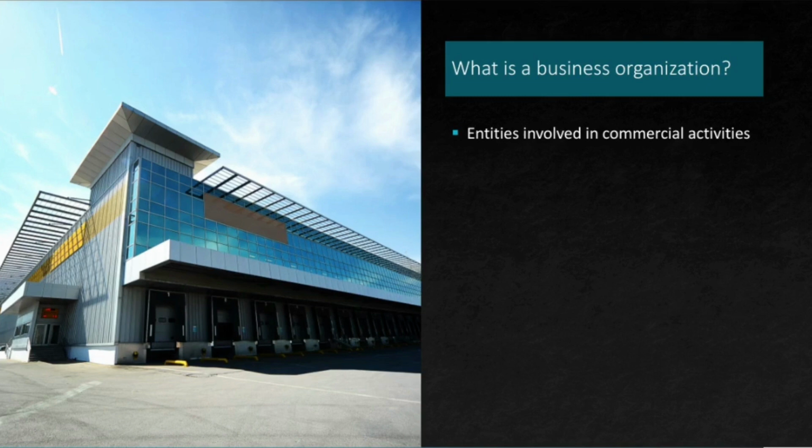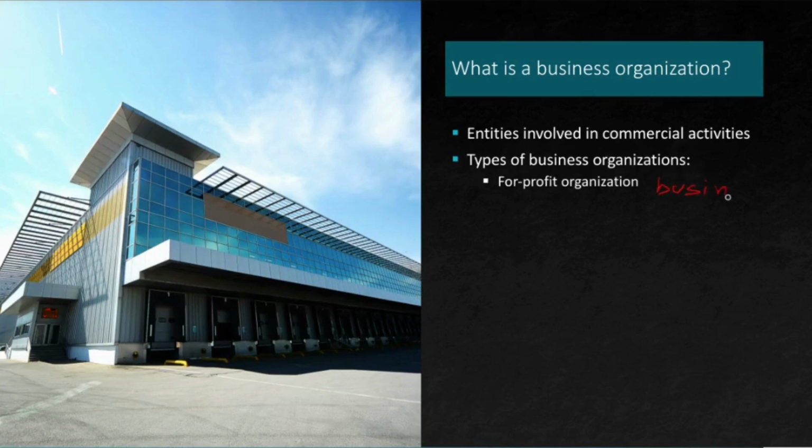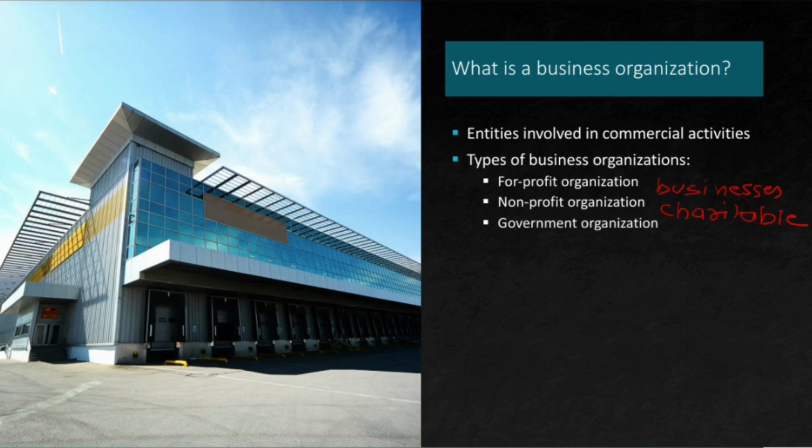So anyways, there are 3 types of business organizations based on their structures. For-profit organizations, also known as businesses or companies or corporations. These include both private and public companies. Then we have not-for-profit, non-governmental organizations. These are mostly charitable organizations and government organizations, meaning those organizations which are funded by the government.